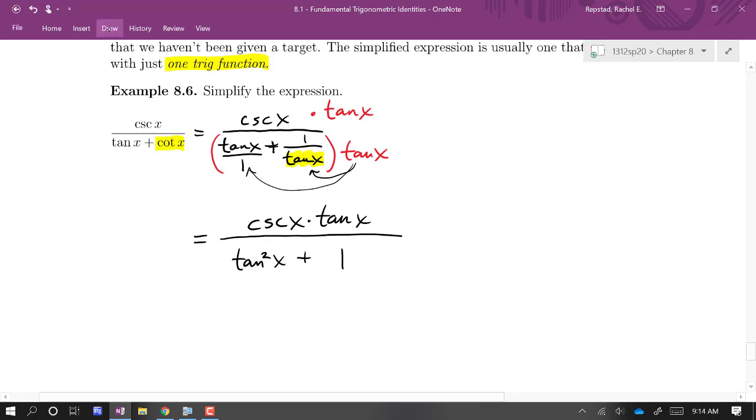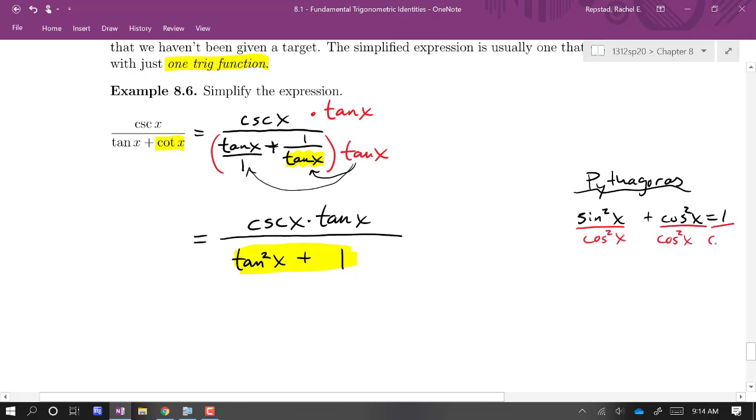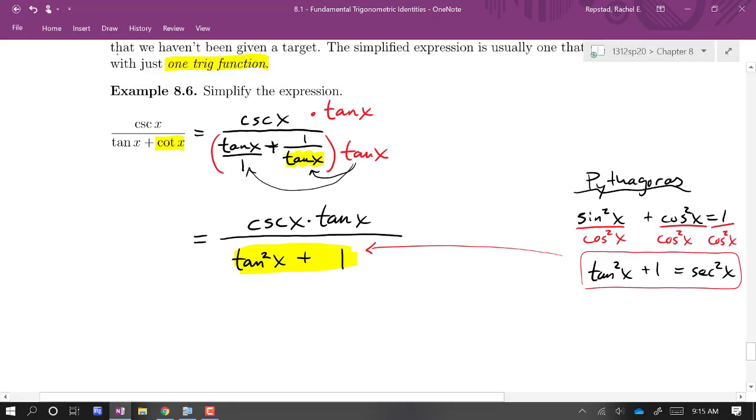Now, if you look at that expression on the bottom, I've got an expression that involves the square of a trig function, so maybe by this point your brain is already going to Pythagoras to see what we can do with this. I always start with the basic fundamental one because that's the one I remember: sine squared x plus cosine squared x equals 1. If I want the version that involves tangent, I divide through by cosine squared x, and we get tan squared x plus 1 equals secant squared x. So we can replace tan squared plus 1 with secant squared x.